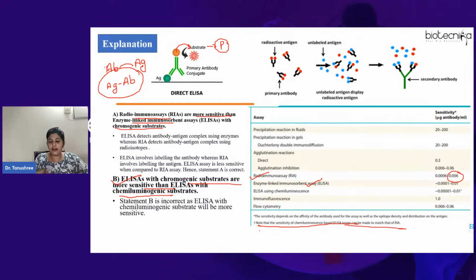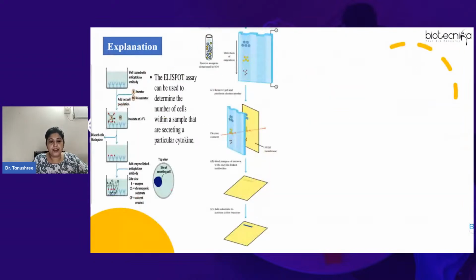Here one note I have mentioned is that the sensitivity of chemiluminescent based ELISA can be made to match that of RIA. So if you see statement A, for sure RIA is more sensitive than ELISA, so this is correct. But statement B, that ELISA with chromogenic substrates is more sensitive, is wrong. ELISA with chemiluminogenic substrates is more sensitive than ELISA with chromogenic substrates. So statement A is correct, but B is incorrect.